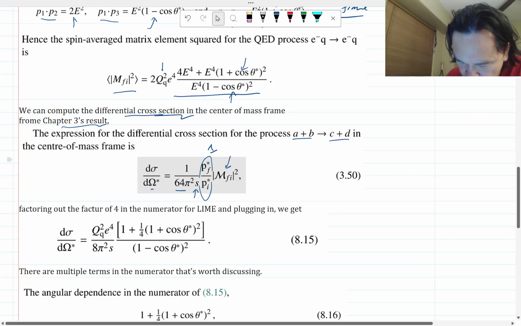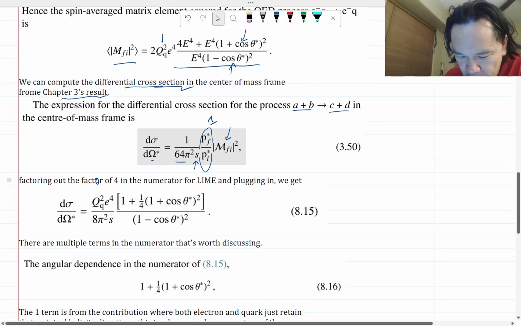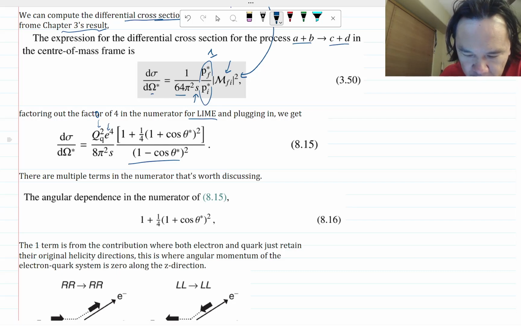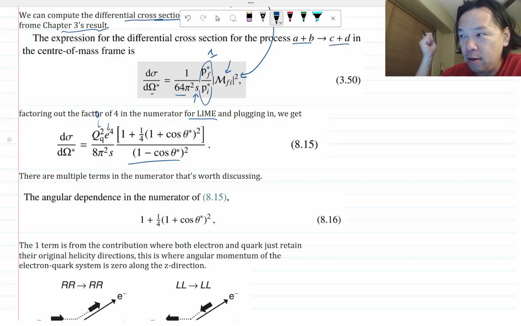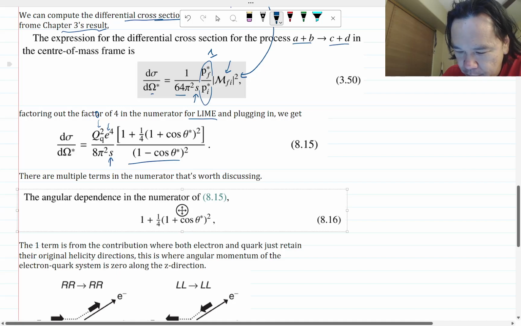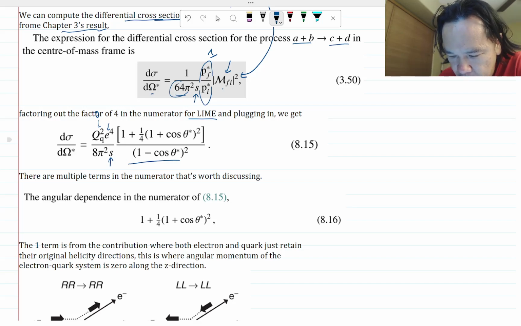Then factoring out the factor of 4 and plugging in the Lorentz invariant matrix elements into M_FI squared here, you're going to end up with equation 8.15, which is that the differential cross-section is proportional to Q, the charge of the quark, squared, and the elementary charge to the 4th power, because the quark coupling is proportional to e, and the electron coupling is proportional to e, so you get 4 factors of that instead. We leave this square root of s on the bottom. Some of the factors of the 64 canceled out because we factored out a bunch of stuff from M_FI. But then you still have this 1/4 times 1 plus cosine theta squared, and then you have these 1 minus cosine theta squared on the bottom.